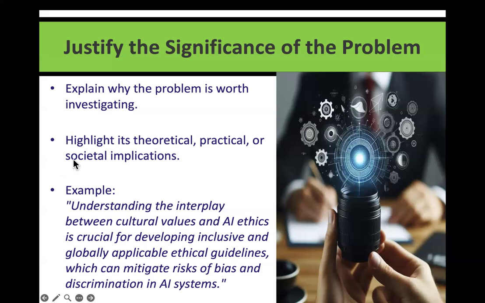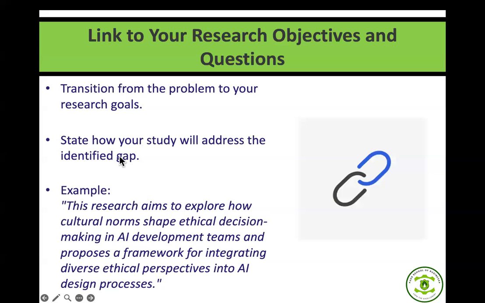Understanding the interplay between cultural values and AI ethics is crucial for developing inclusive and globally applicable ethical guidelines, which can mitigate risk of bias and discrimination in AI systems. When you have been able to justify the significance of the research problem, the next thing you do is to provide a statement that tries to link your research objectives and questions with what you have done previously. So you need to be able to transition from the problem you have indicated to your research goals.